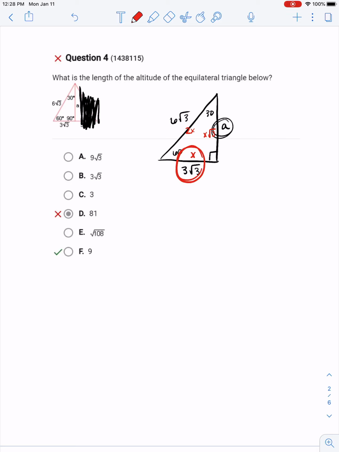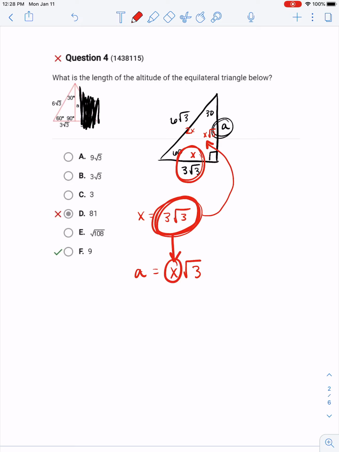So since I have this side that's x, I'm going to go ahead and say x is equal to 3 square root of 3. Okay, and then all I really have to do is plug that in here in order to find A. So we know A, that altitude that we're looking for, is equal to x times the square root of 3. And we just found right here, x is 3 square root of 3. So I'm going to plug that whole number in right there for x.